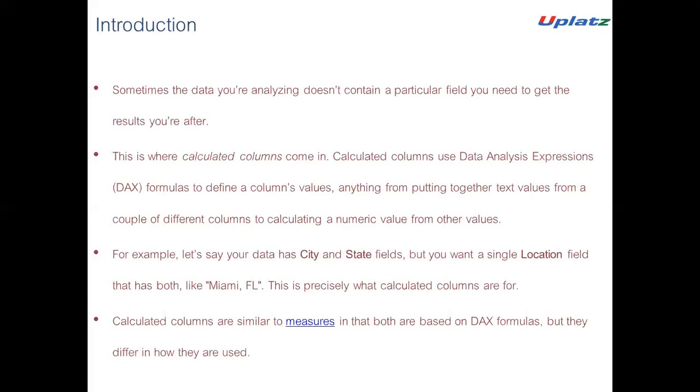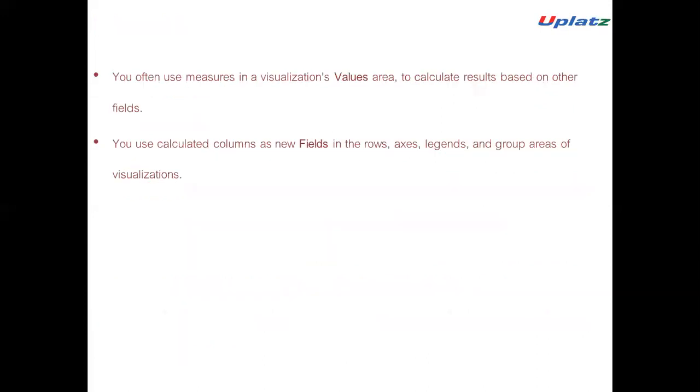These are similar to measures in that both are based on DAX formulas, but they differ in how they are used. We often use measures in the visualization values area for calculating based on the fields. And we use calculated columns as new fields in the rows, axes, legends, and group areas of the visualization. That means the new calculated fields we create can be used in the rows, axes, legends, and group areas of the visualizations.